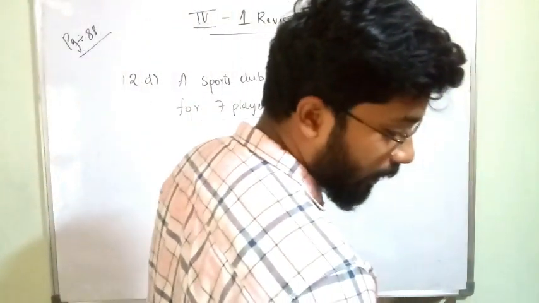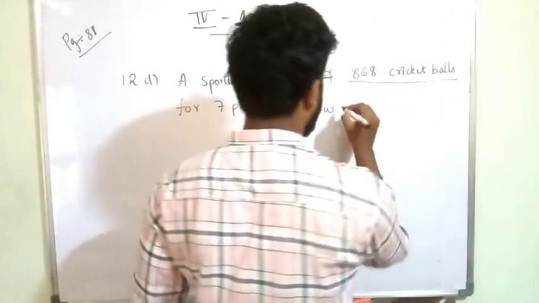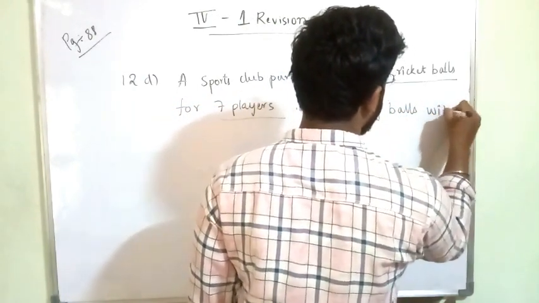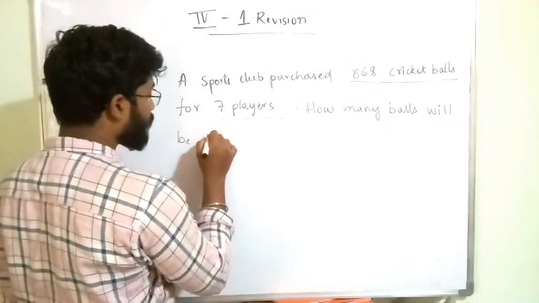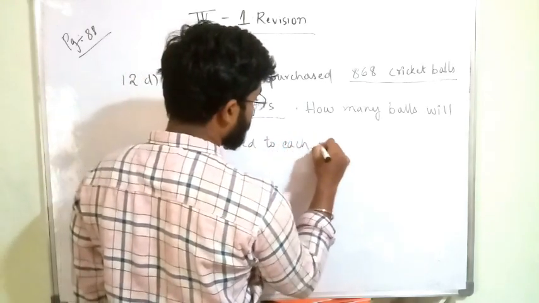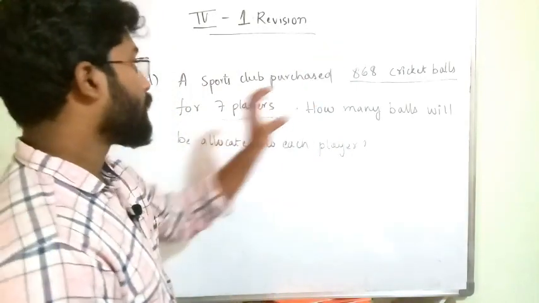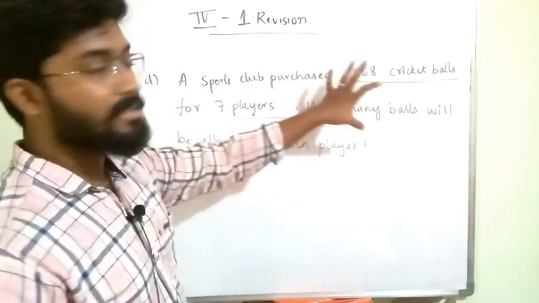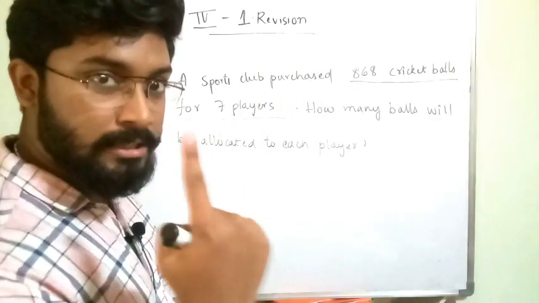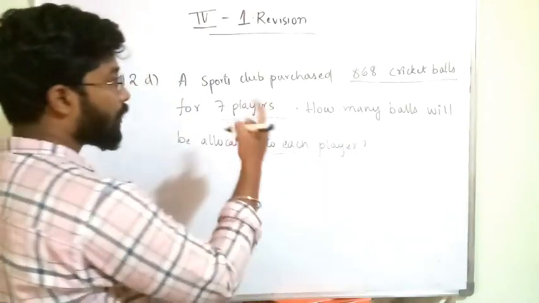How many balls will be allocated to each player? Means how many balls each player gets. He has given that for 7 players they have purchased 868 balls. How many balls will each player get? If he is asking for each person, for a single person, what you have to do? You have to do the division.